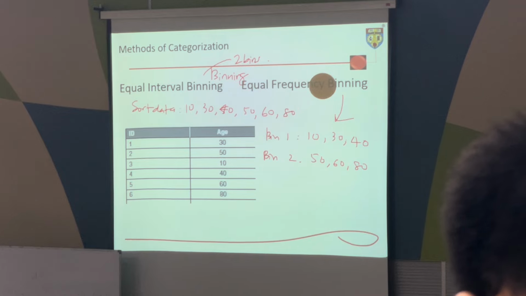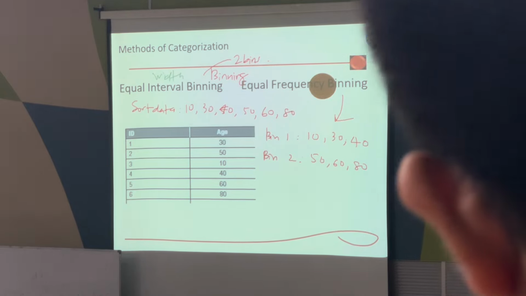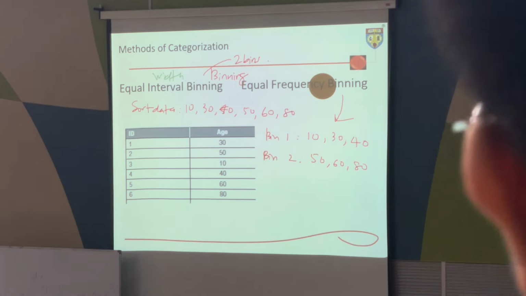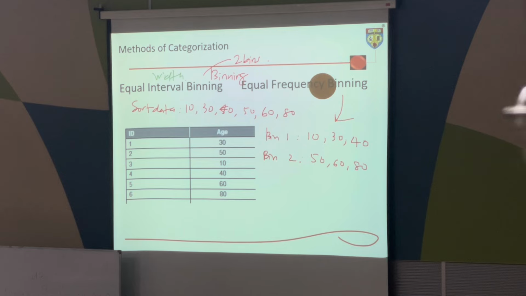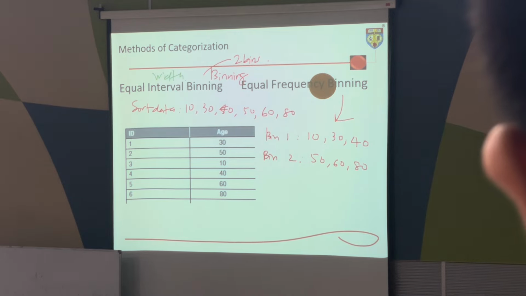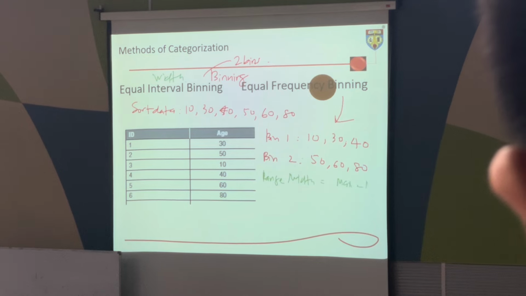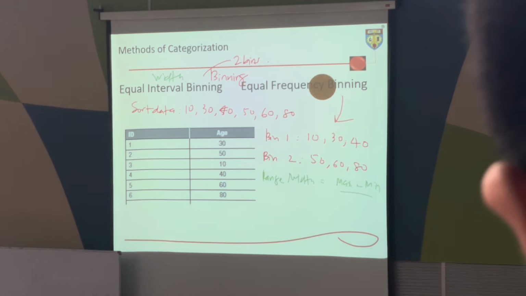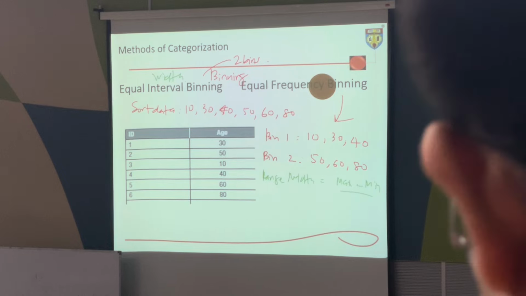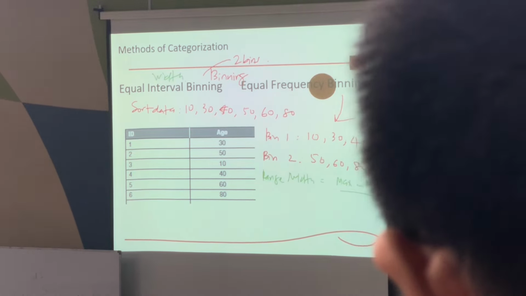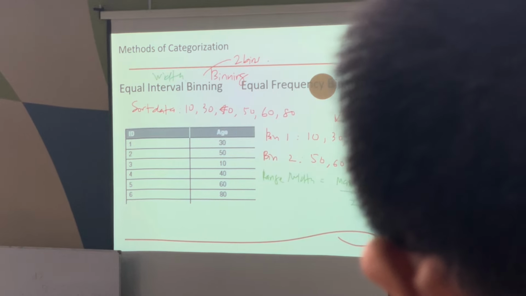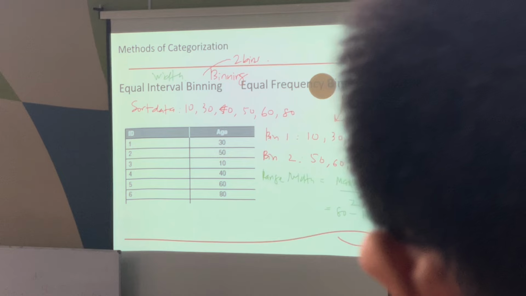Okay, and then equal interval binning, or we call it equal width binning, is different. First thing, after you sort your data, you need to identify the width, or the range of your data. In order to identify the range or the width, it is maximum minus minimum, and then divided by the number of bins, which is 2. So in this case, maximum is 80 minus 10, divided by 2.